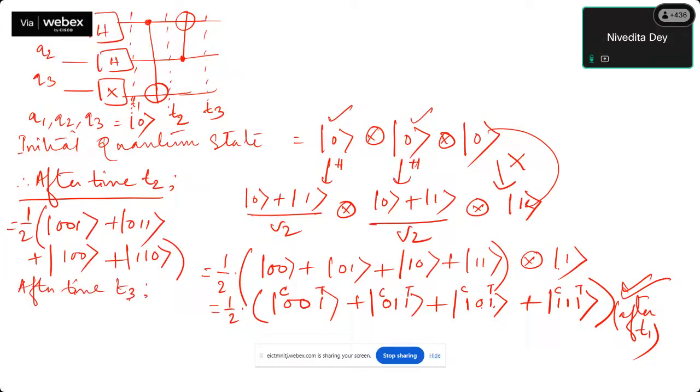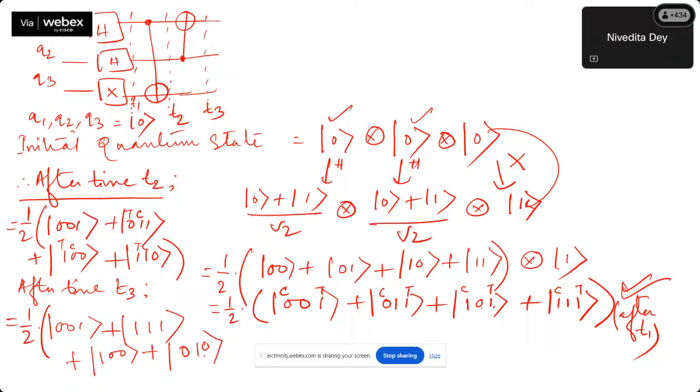Say t3, where the second one is the control, so this is control, and the first one is the target, right? So this is target, control, target, control, target. So it will be half 001 plus this one will be 111, plus this will be the same, no change, 100, plus this one will be what, 010. Control will be 1, only target will be flipped.